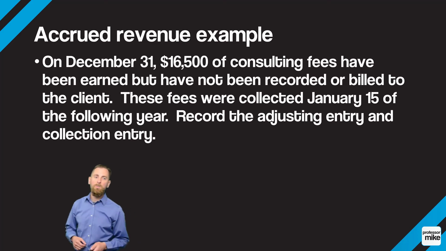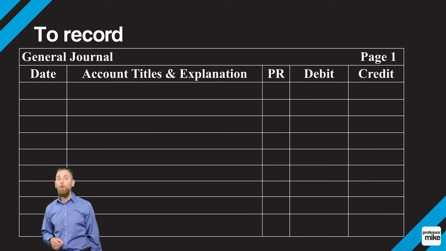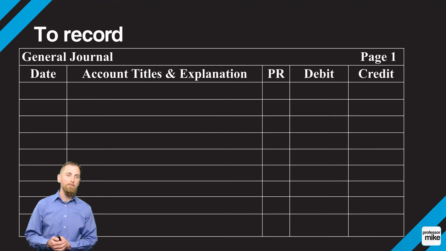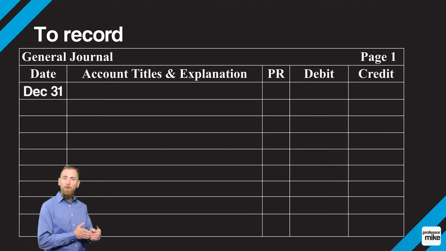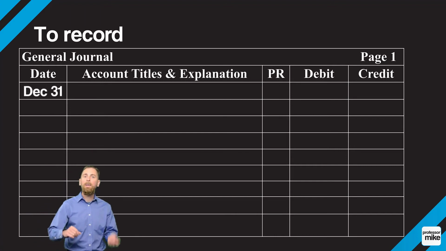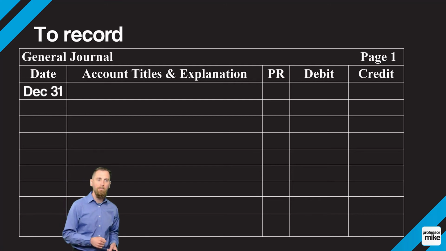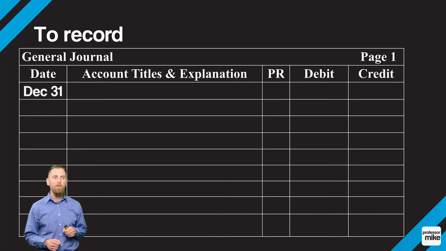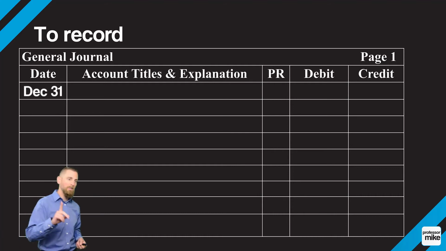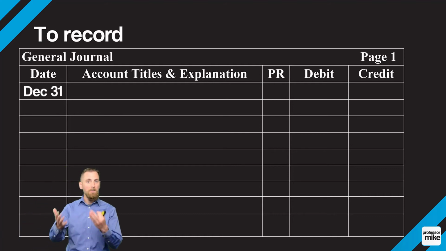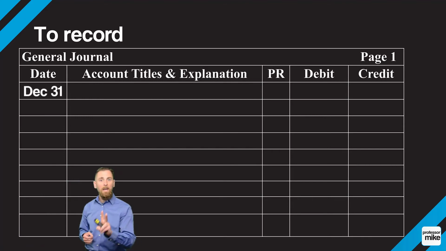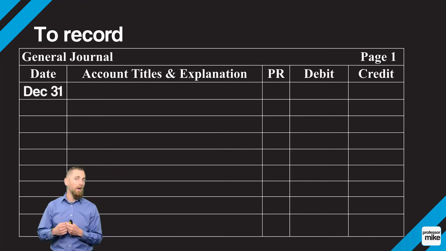So let's start with the adjusting entry and back to our old friend, the general journal. First thing we do is enter the date. It's going to be December 31st. Remember, we're backdating this transaction so that it's reflected appropriately in the time that it happened. It was $16,500 of consulting fees, which is revenue. That's one of the accounts. Have we received cash yet? No. It's an account that's receivable to us, and we're going to call that an account receivable.